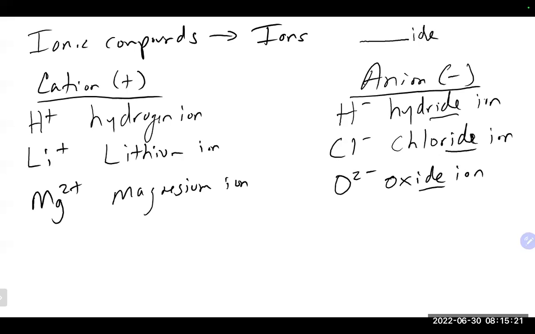So pretty much metals, the positive guys, just the whole name of the element. Negative guys get the IDE at the end of it. And that's how we go about naming just individual ions. Any questions on that there?